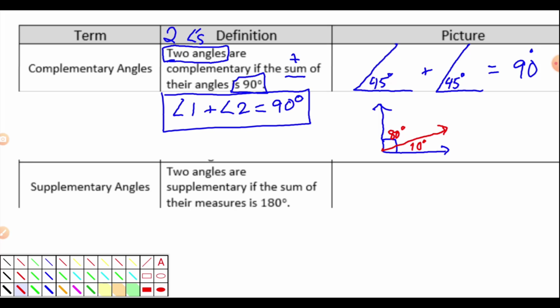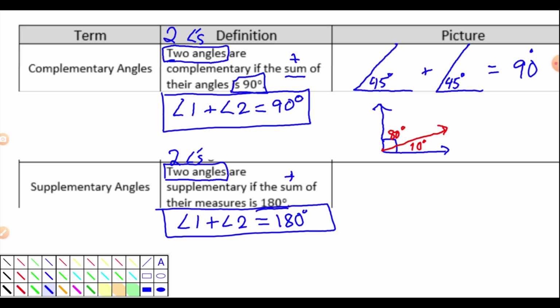The second term is very similar to that one. Again, we will have to have two angles, so there better be two angles. And they are supplementary if their sum, so again, they have to add up to 180 degrees. So this time it's the same thing, but supplementary means that angle 1 plus angle 2, these two angles need to add up to 180 degrees. Beautiful. Okay, so that's it. Complementary is they add up to 90. Supplementary is they add up to 180.